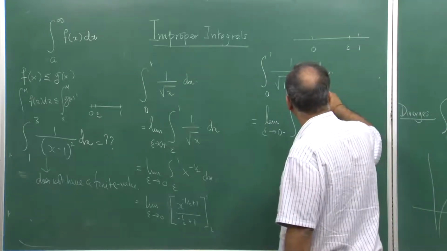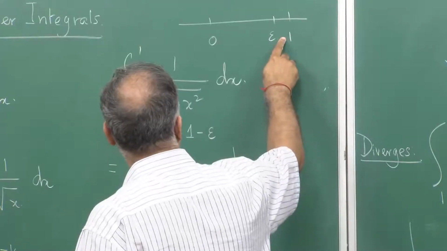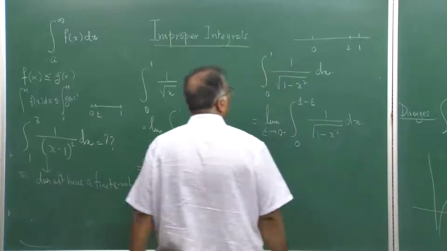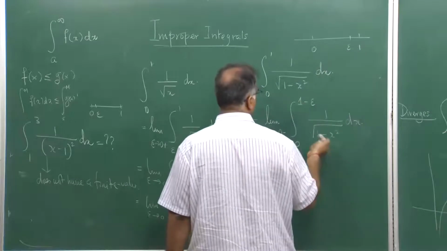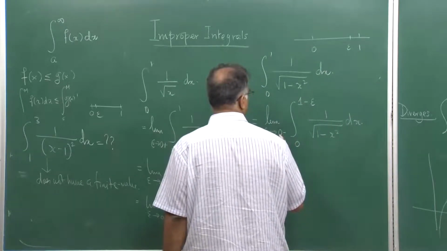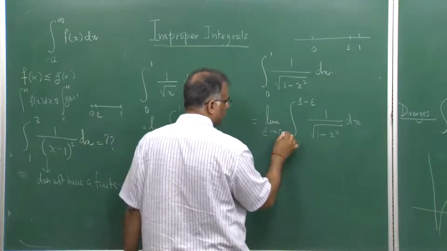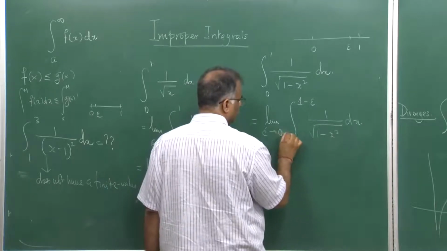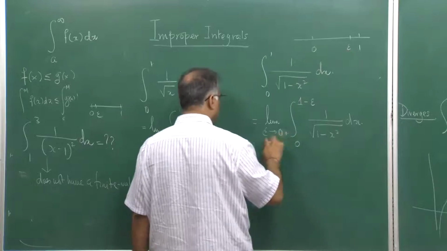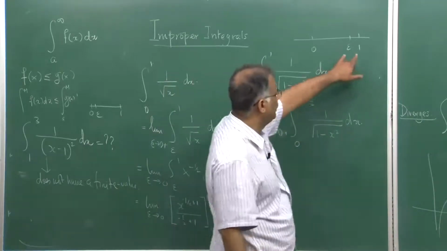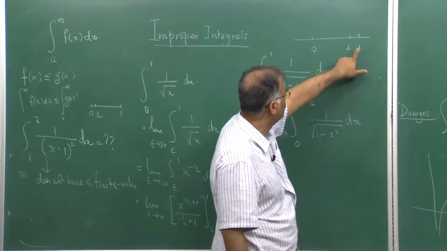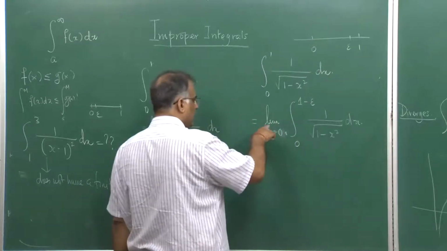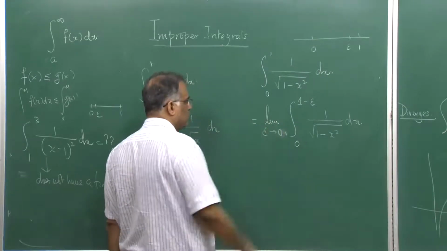So, 1 minus epsilon has to go to 1. So, epsilon approaches 0 from the right side. So, you are taking a positive epsilon, and epsilon goes to 0 plus. So, 1 minus epsilon goes to 1 from the negative side. So, you can also write it as going to 1 minus.